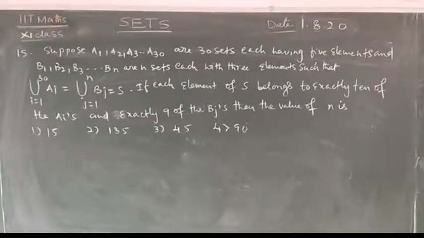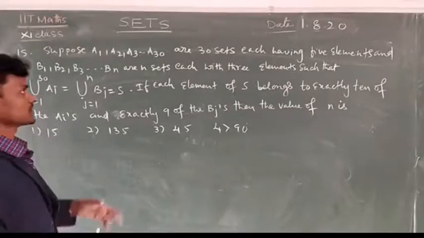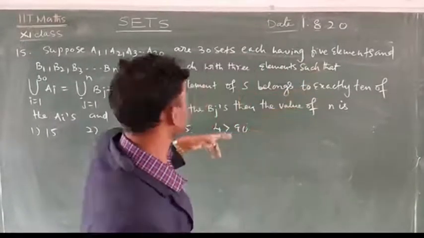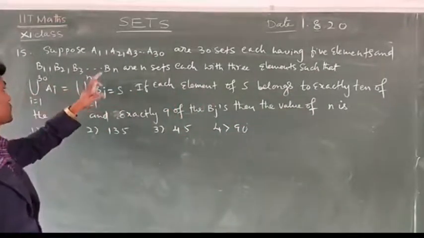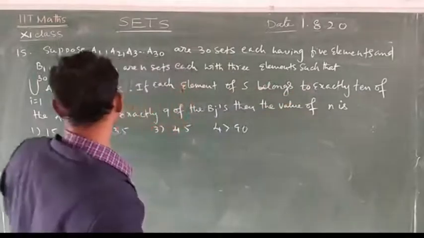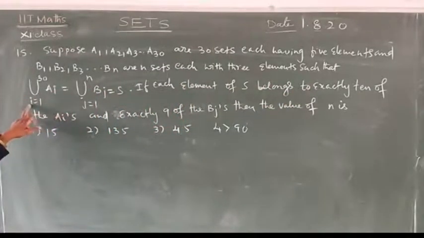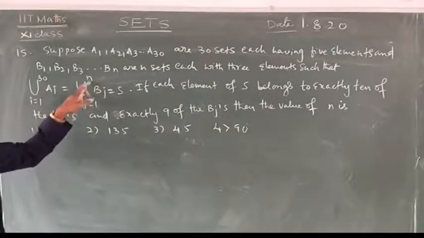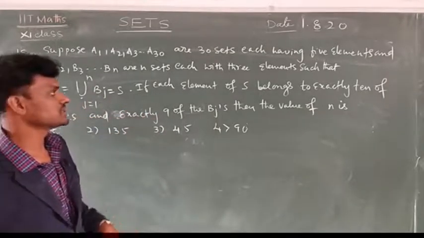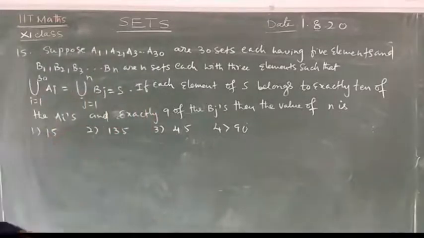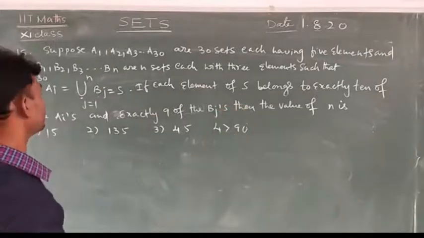Okay, next problem 15. Suppose A1, A2, A3 up to A30 are 30 sets, each set having 5 elements, and B1, B2, B3 up to Bn are n sets, each with 3 elements, such that the union of Ai for i is equal to 1 to 30 is equal to the union of Bj for j is 1 to n, which is equal to S. If each element of S belongs to exactly 10 of the Ai's and exactly 9 of the Bj's, the value of n is here.